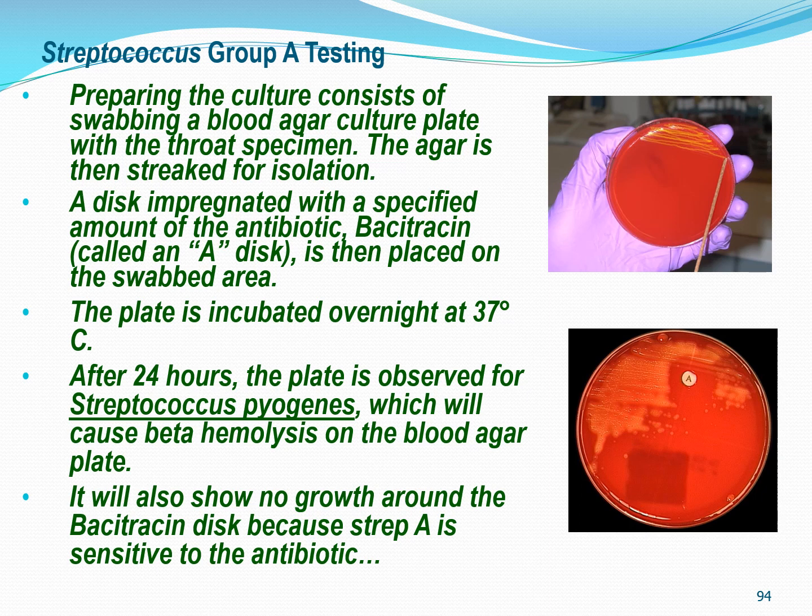A disc impregnated with a specified amount of the antibiotic bacitracin, called an A disc, is then placed on the swabbed area. The plate is incubated overnight at 37 degrees Celsius. After 24 hours, the plate is observed for Streptococcus pyogenes, which will cause both beta hemolysis on the blood agar plate and no growth around the strep A disc.